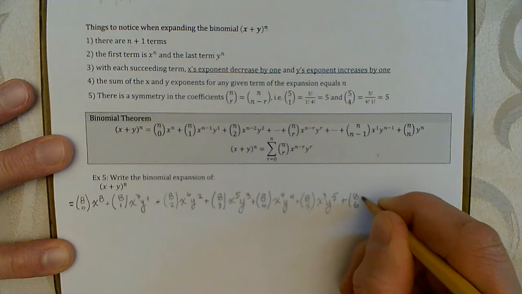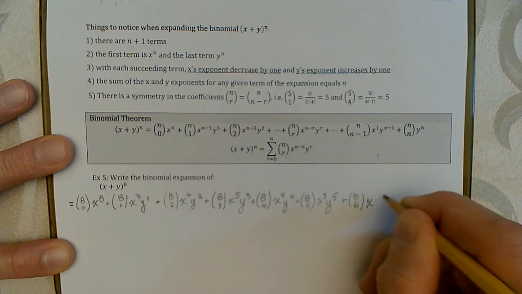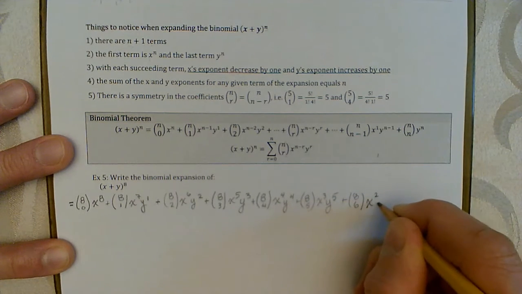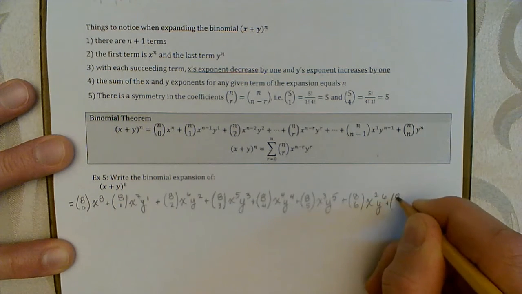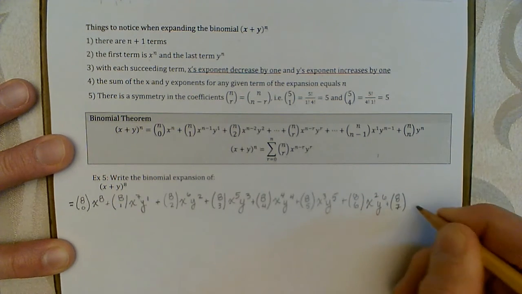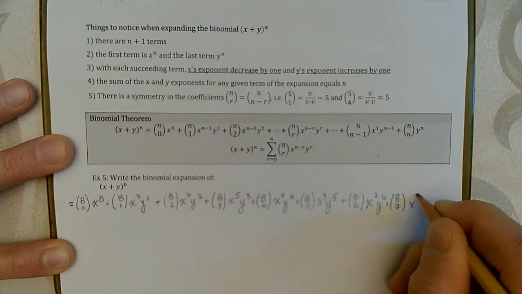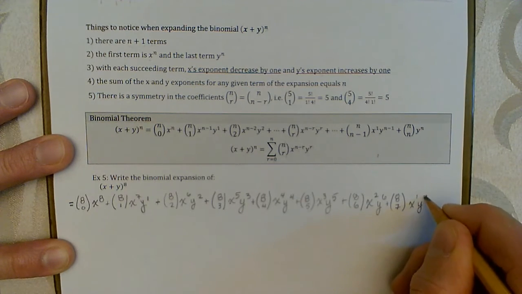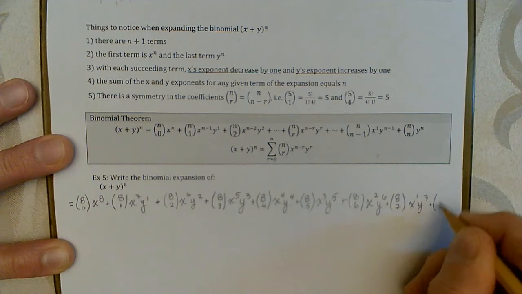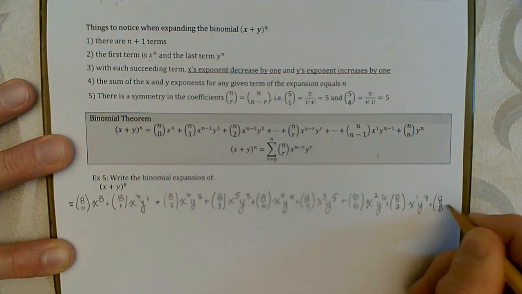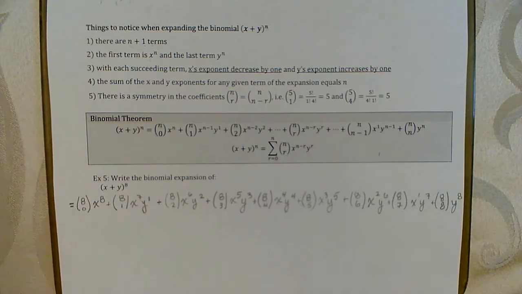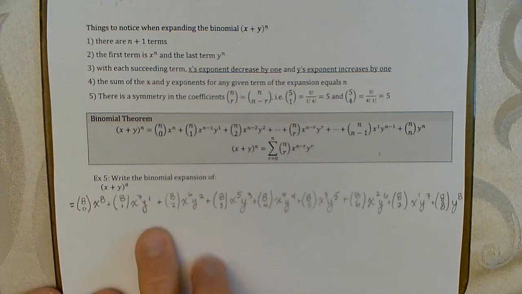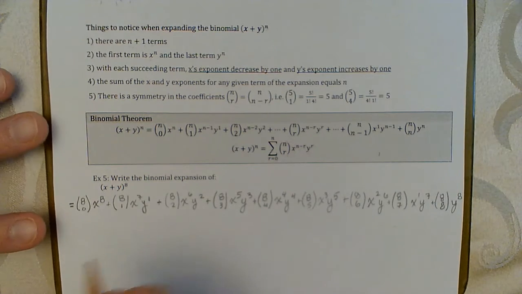So a combination of 8 choose 6, x to the 2nd, y to the 6th, plus combination of 8 choose 7, x to the 1, y to the 7th, and lastly, combination of 8 choose 8, and then my x is to the 0, y is to the 8. And so now we want to simplify all this. We can't leave these combinations as they are.